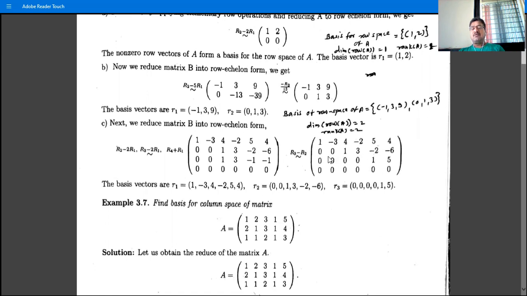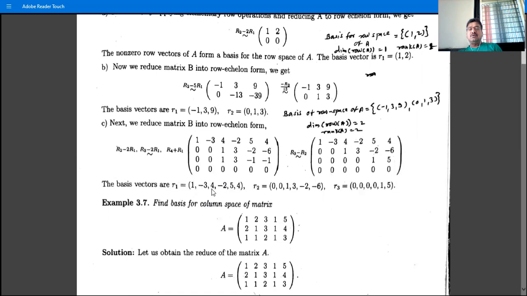So this is an echelon form. This matrix contains three non-zero rows: the first non-zero row, second, third. So form each row as a vector. This is the first vector r1, suppose 1, minus 1, minus 3, 4, minus 2, 5, 4, and the second row as the second vector 0 0 1 3 minus 2 minus 6, and the third row as the third vector. So the set of all these three vectors, write it like this: basis for row space of A as these three vectors in curly brackets.